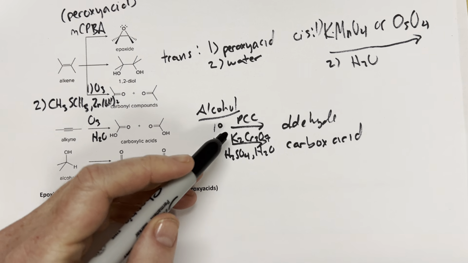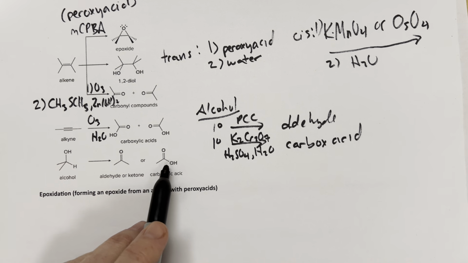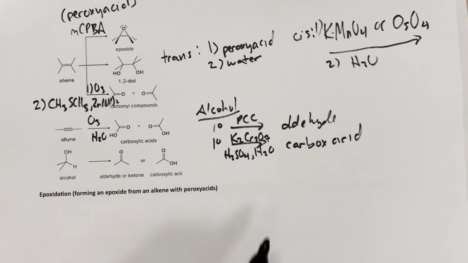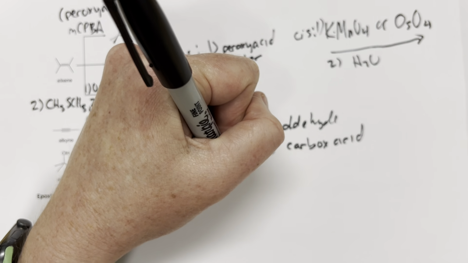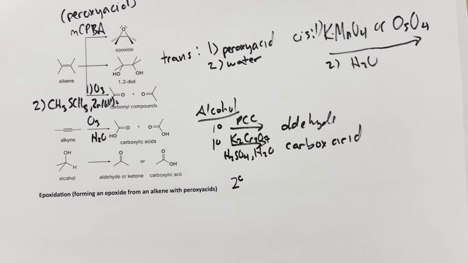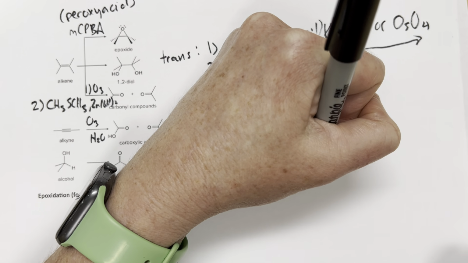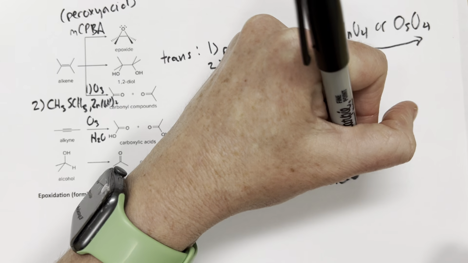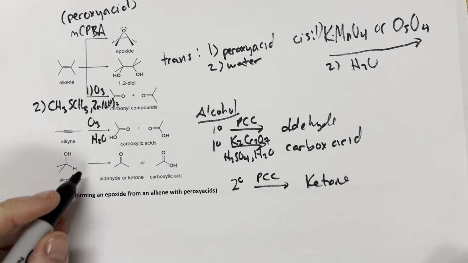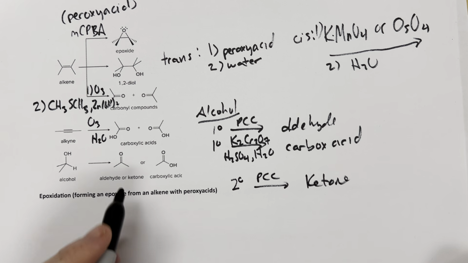So you've essentially oxidized it twice to get to something like this, a carboxylic acid, if you have a primary alcohol. If you have a secondary alcohol and you react it with PCC, you'll end up with a ketone, much like the situation you just saw here, going to this.